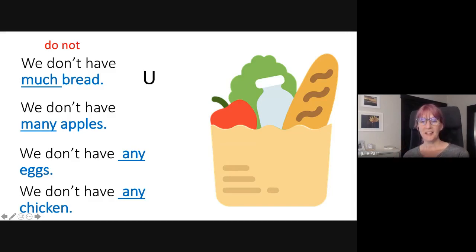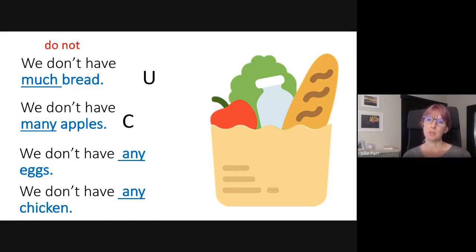Bread is uncountable. There is one loaf of bread. I will not use any. I will use much. There's a little bread. We don't have much bread.